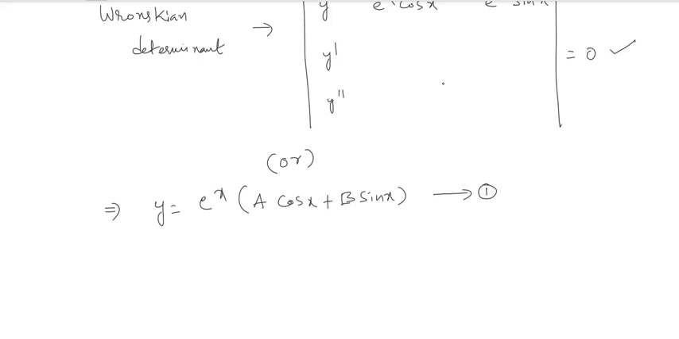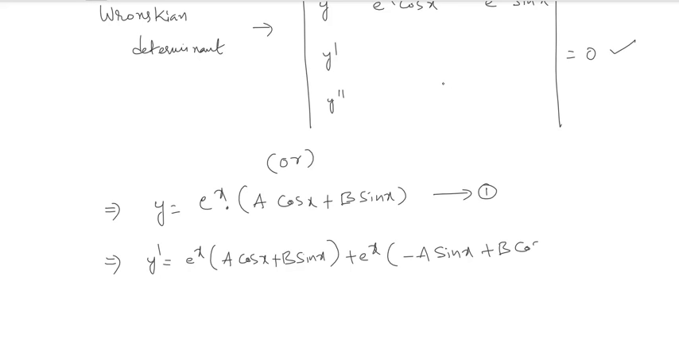Yeah, so do the differentiation here. If I do the differentiation, y dash is equivalent to, using the UV rule, for e power x the differentiation is e power x. So e power x into a cos x plus b sin x will be there. Next, plus e power x times the derivative, which gives minus a sin x plus b cos x. Am I correct or wrong?